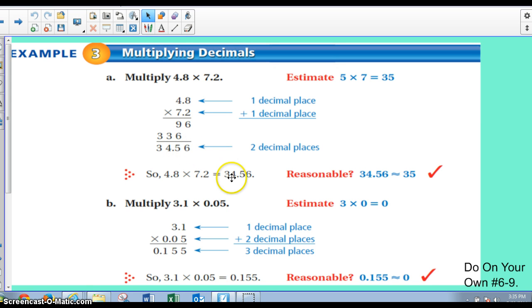Okay? They figured it out. They checked to see if 34.56 is reasonable, and it was. All right, now let's look at B.